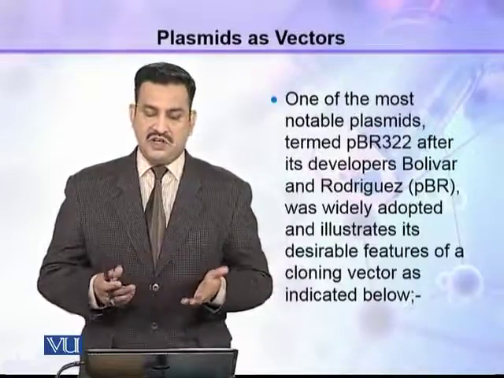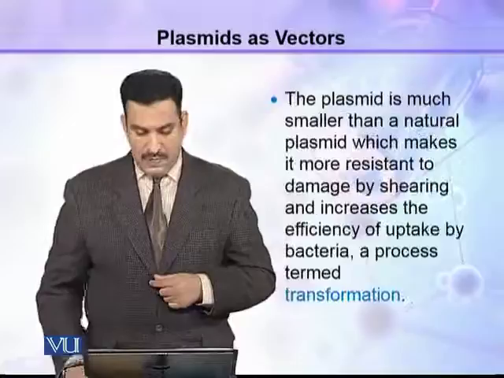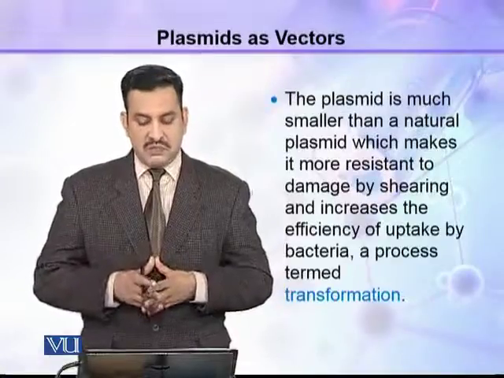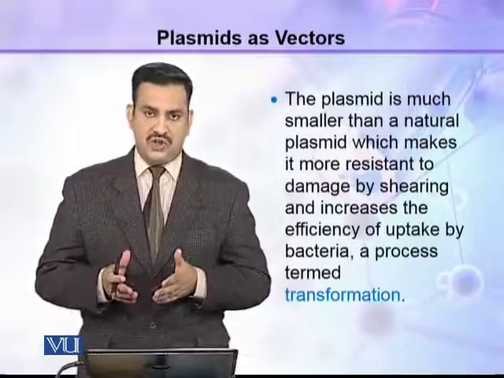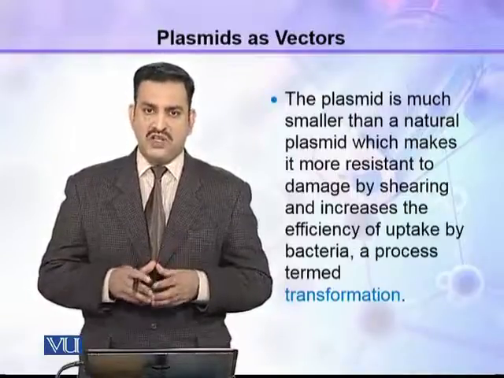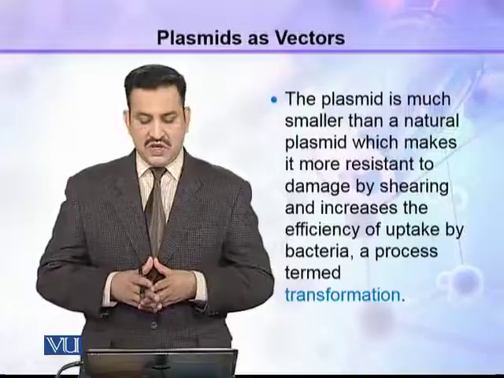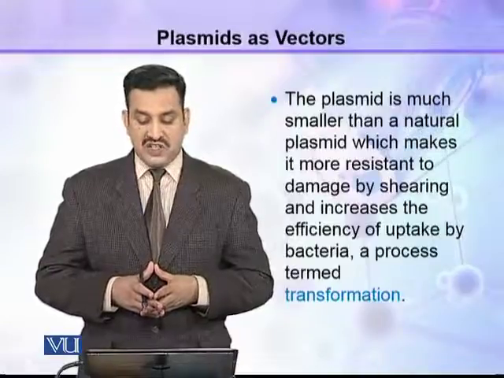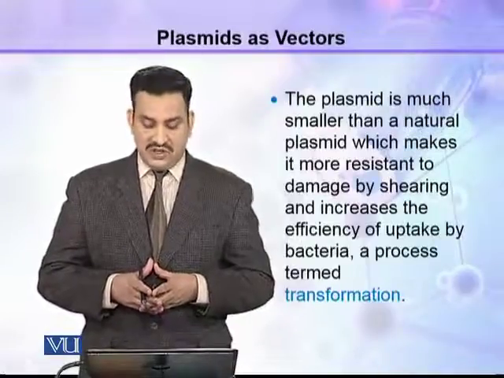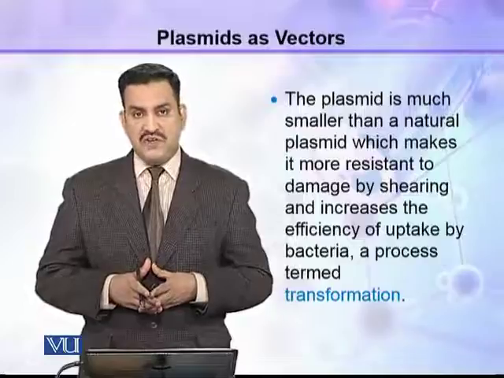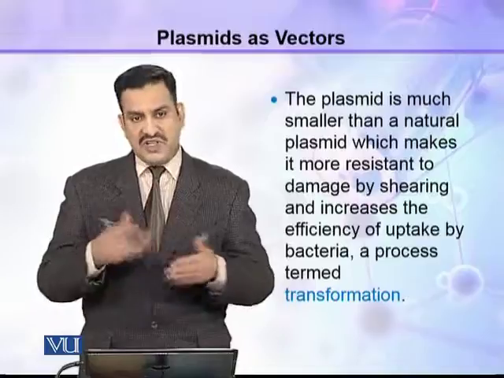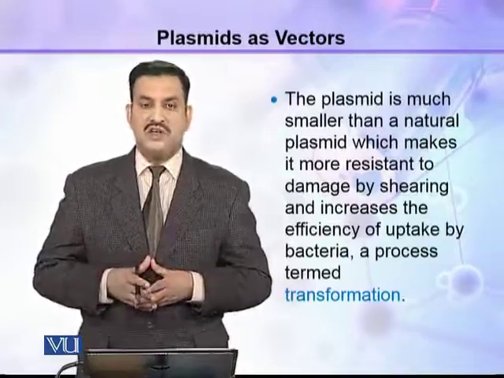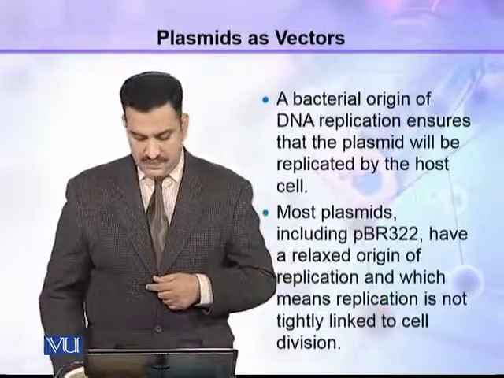which are given below. The plasmid is much smaller than a natural plasmid. pBR322 is much smaller than normal plasmids, which makes it more resistant to damage by shearing and increases the efficiency of uptake by bacteria. This uptake of DNA is termed transformation.